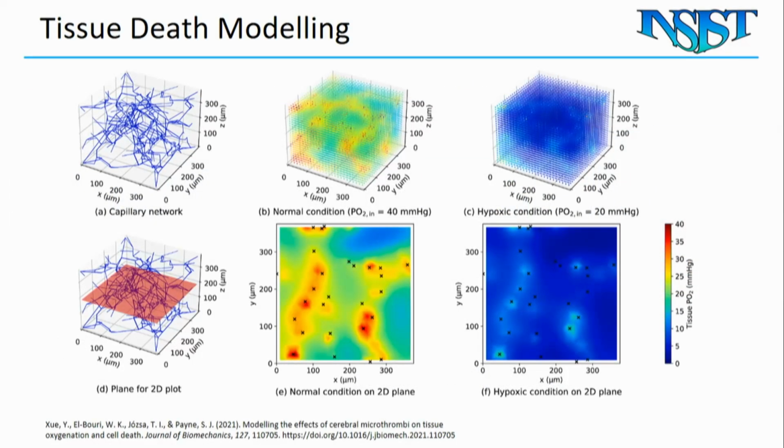We also studied the process of microembolization using the principles of microcirculation. What you see on the left here is a simulated capillary network, but more on the microcirculation level, and in the healthy state, what the circulation looks like based on the partial oxygen within the blood vessels. And on the right, you see the effect of microembolization on the partial oxygen.